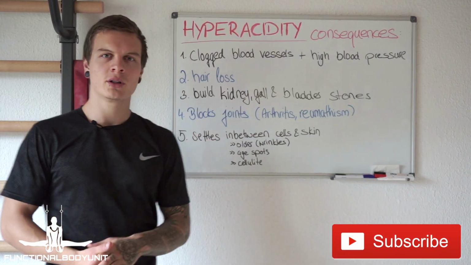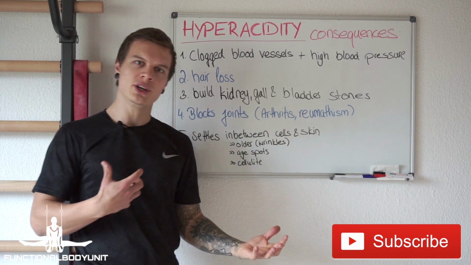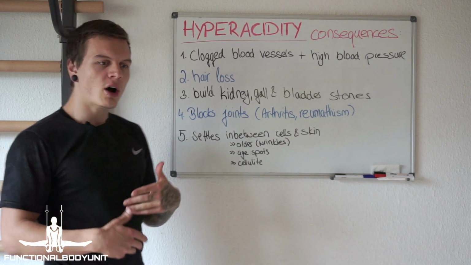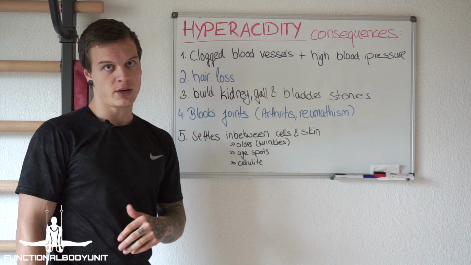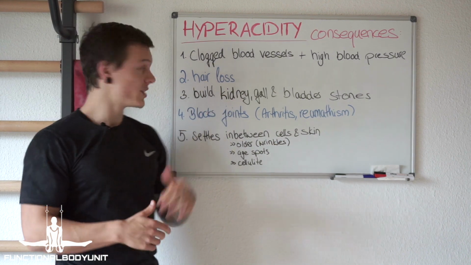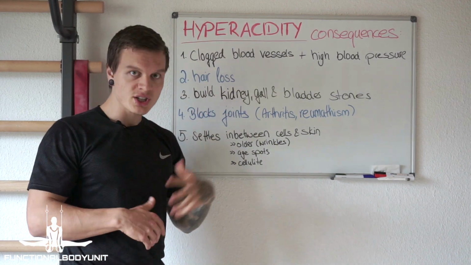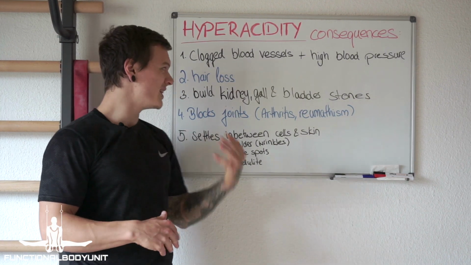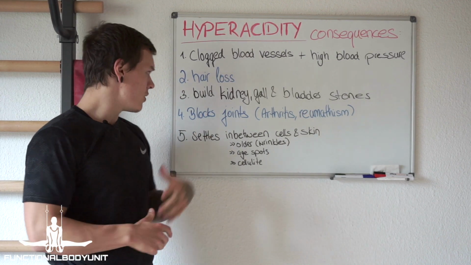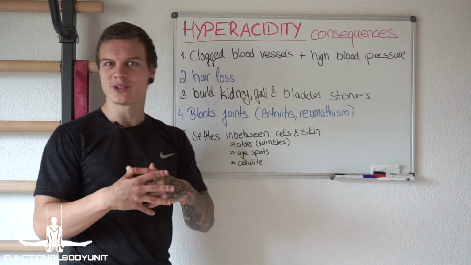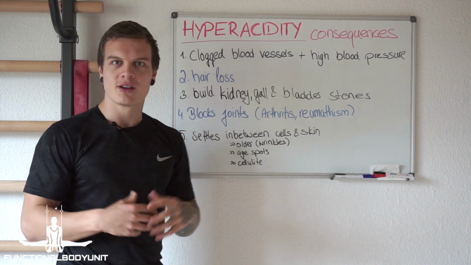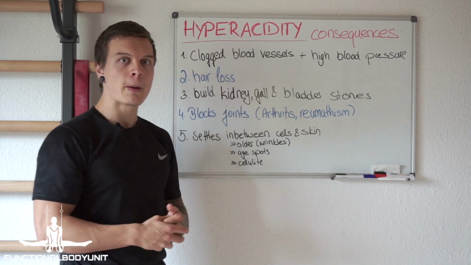So now that we talked about and showed you a little bit of what happens when you eat a lot of acidic foods, we listed the 5 consequences if you stay on an acidic diet for a long period of time. The first consequence would be higher blood pressure and clogged blood vessels. The second one would be that maybe you suffer from hair loss. Third, you build kidney, gall and bladder stones, which are obviously not very good for your body and not healthy at all. The fourth, for us one of the most important as personal trainers, no, just kidding, all are very important, is that we block our joints by developing arthritis.